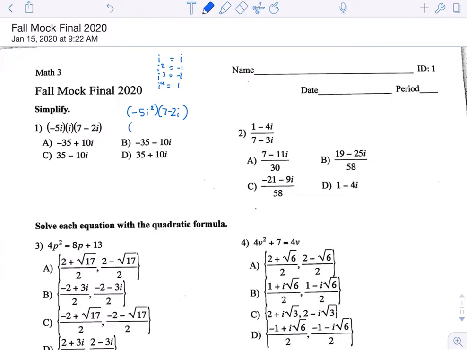So, we're going to have negative 5 times negative 1, because i squared is equal to negative 1, times 7 minus 2i. So negative 1 times negative 5 is just simply 5, and we still got 7 minus 2i, and then we just have to distribute. Okay, 5 times 7, 35, 5 times negative 2i, negative 10i. So your answer for this one should have been C.